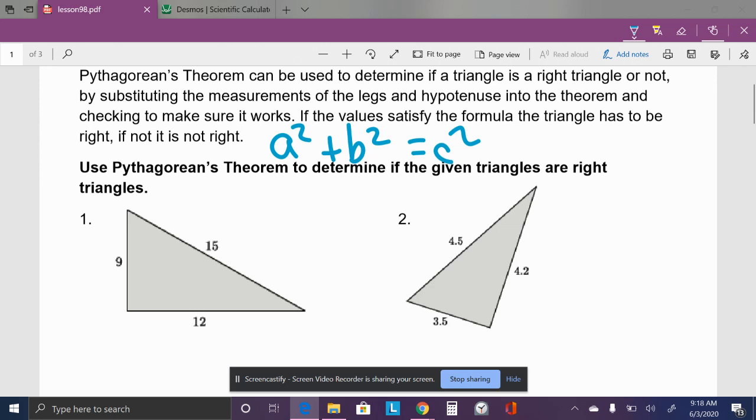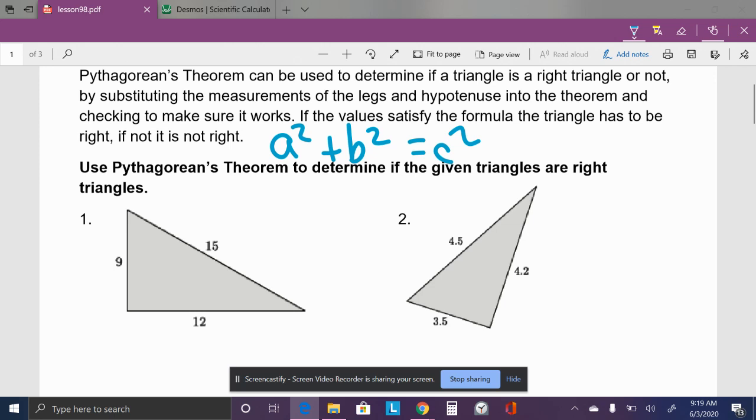So we have that formula, and we're going to plug our legs and our hypotenuse into that formula to see if it's a right triangle or not. If it doesn't work in that formula, that means it's not a right triangle, and this could be any other type of triangle. It could be an obtuse triangle, a scalene triangle, an acute triangle, right? So we have all these different types of triangles that we could have.